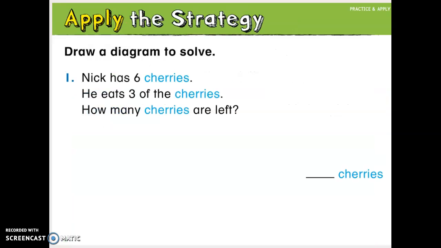Okay, I want you to solve these on your own. I'm going to read the problem, and I'd like you to see if you can go ahead and use these strategies that we just did. So remember, you're going to understand what you need to know. So you underline what you know, circle what you need to know, and then we're going to solve this by planning it and solving it, and then checking your answers. Okay, so this says draw a diagram to solve. Number 1, Nick has 6 cherries. He eats 3 of the cherries. How many cherries are left? So go ahead and solve that problem.